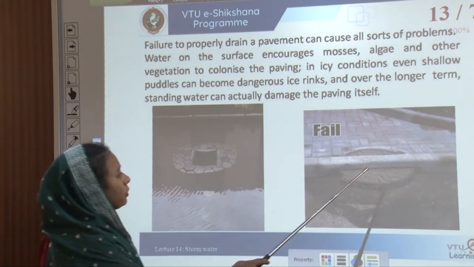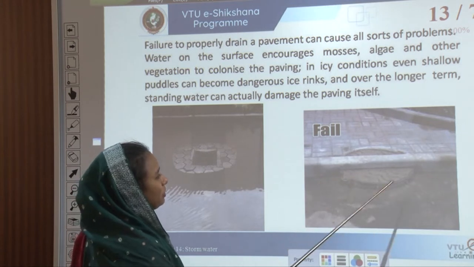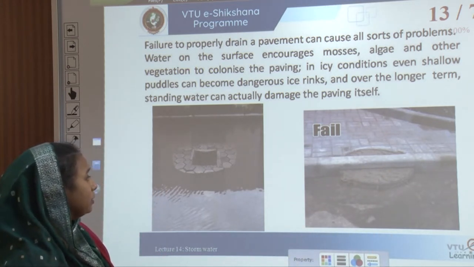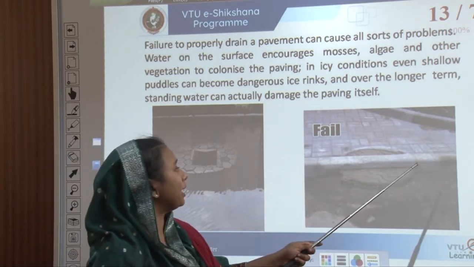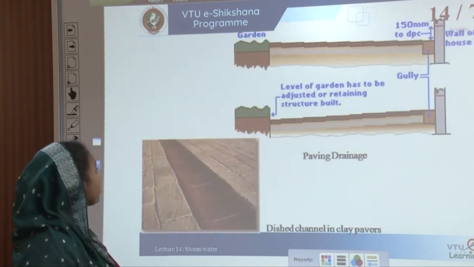And this is also another wrong method in which we can pave the whole surface. We have to always keep this particular space open for cleaning and maintenance. You cannot line it up like that, so this is concealed.